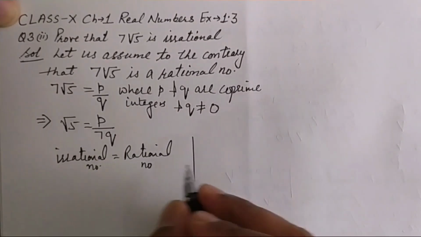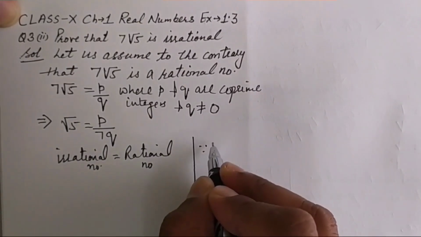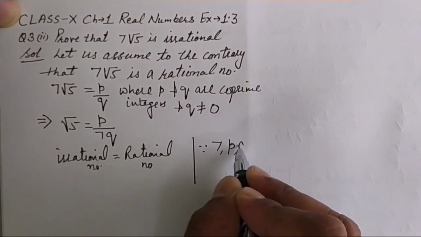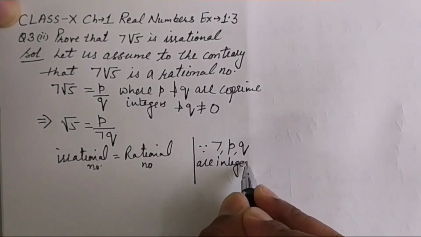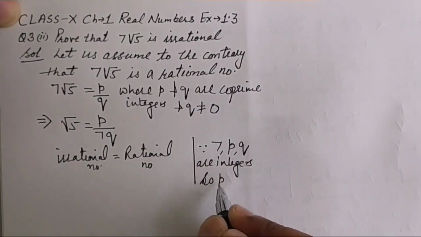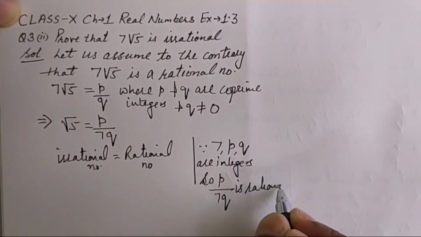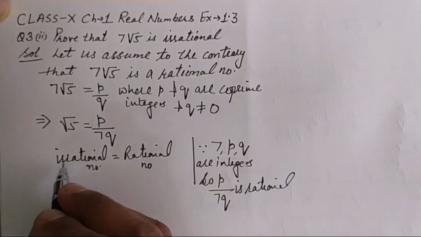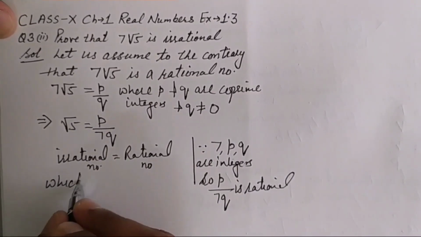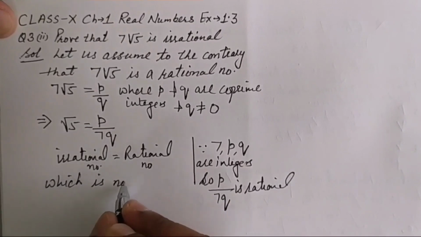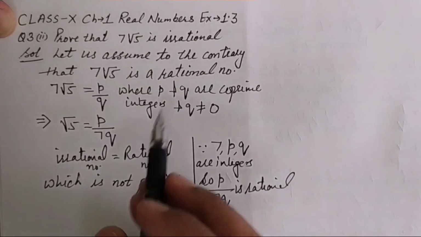So we'll write the reason why this is rational. Since 7, P, Q are integers, P over 7Q is rational. But here an irrational number is equal to a rational number, which is not possible. Hence our assumption is wrong.